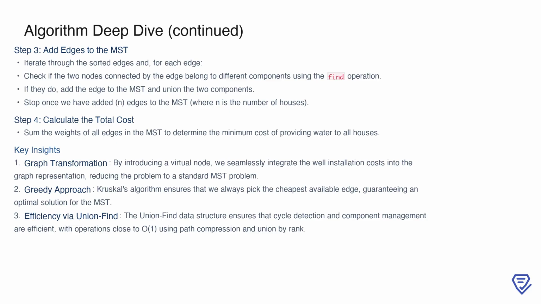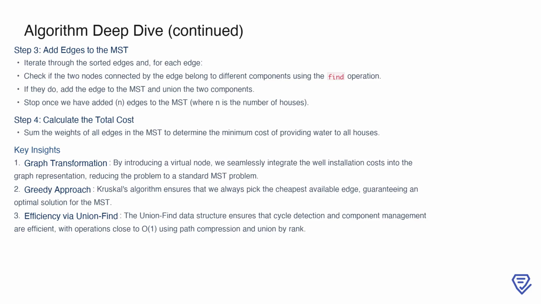This process continues until we have added exactly n edges to the MST, where n is the total number of houses. After constructing the MST, we calculate the total cost by summing up the weights of all the edges included in the MST. This total represents the minimum cost required to provide water to all houses.